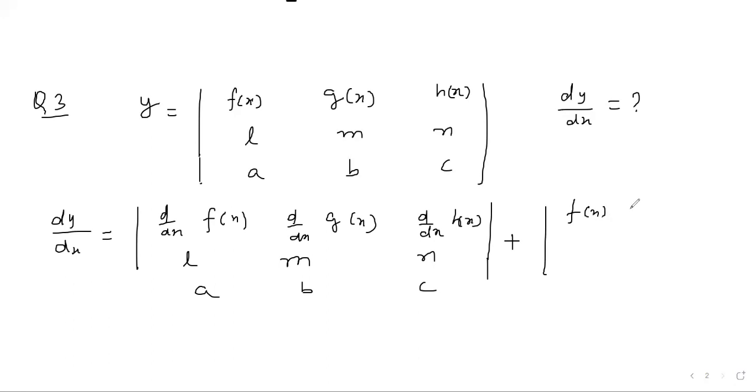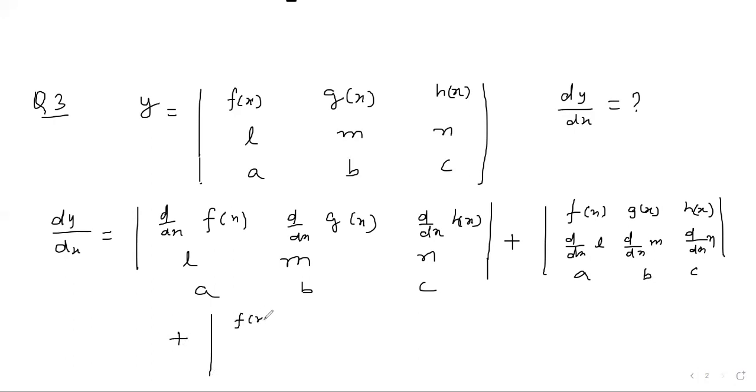So f(x), g(x), h(x), then d upon dx of L, d upon dx of M, d upon dx of N, then A, B, C, plus. Now we differentiate the third row, that is f(x), g(x), h(x), L, M, N, then d upon dx of A, d upon dx of B, d upon dx of C.